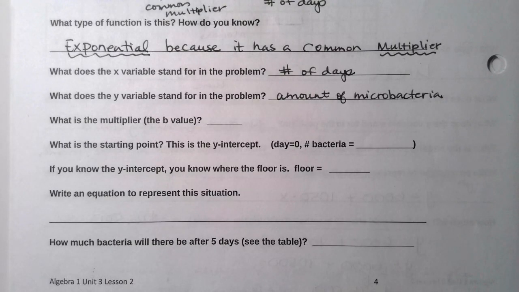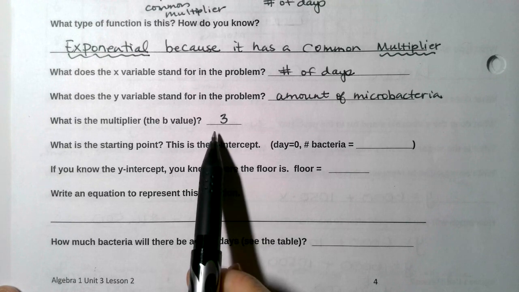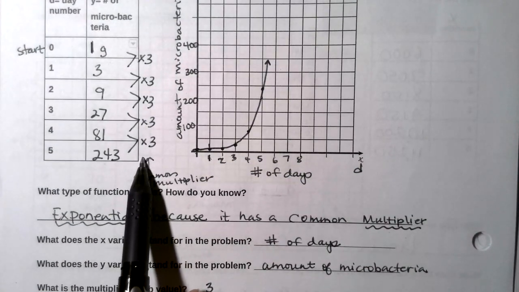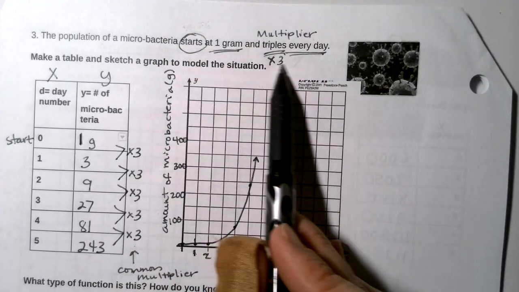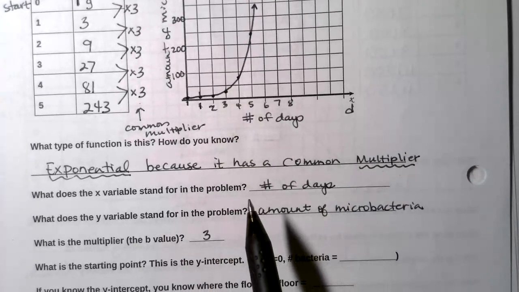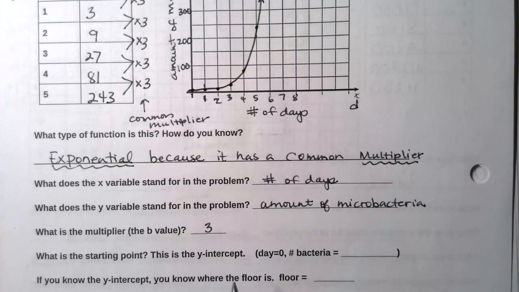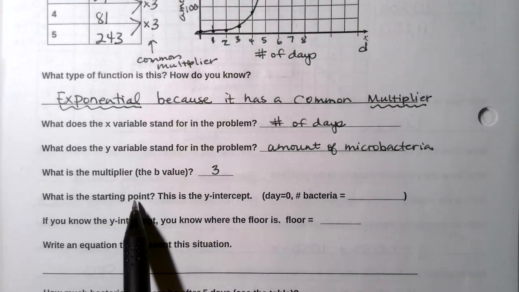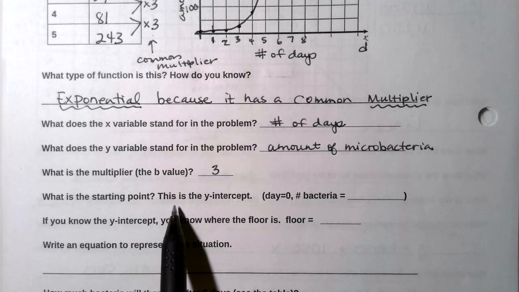What is the multiplier, the b value? The value is 3, and you can see that in our table. That's what our multiplier is, times 3. Tripling means times 3. That's where you're going to see that in the information we're given.